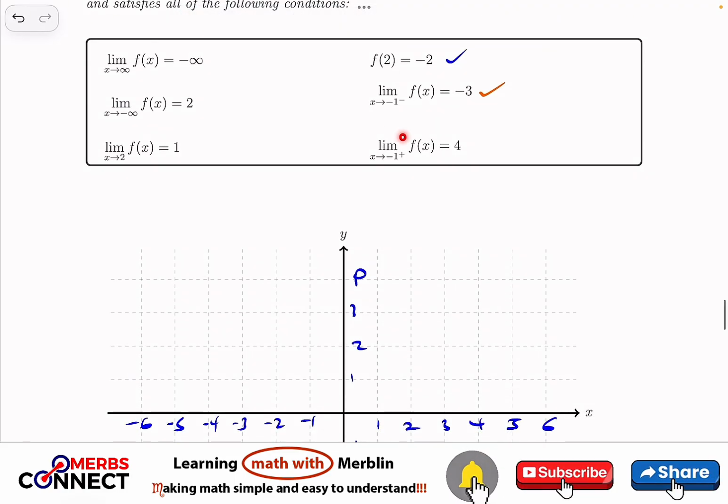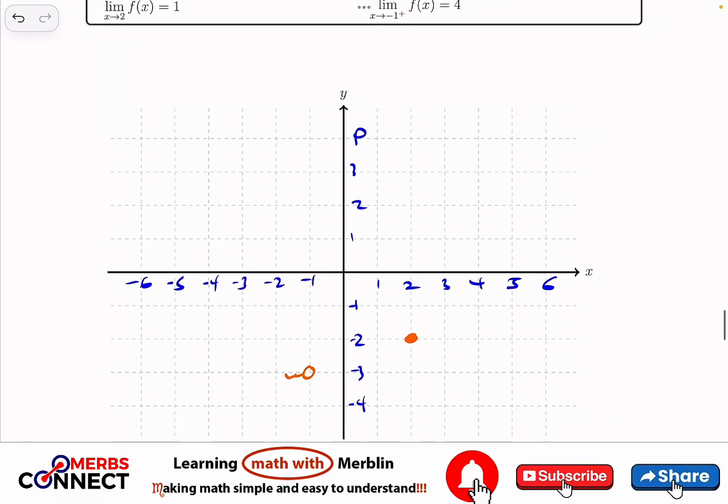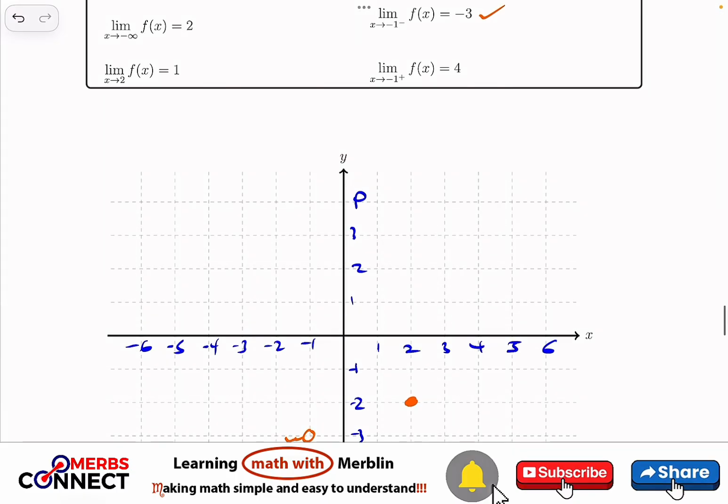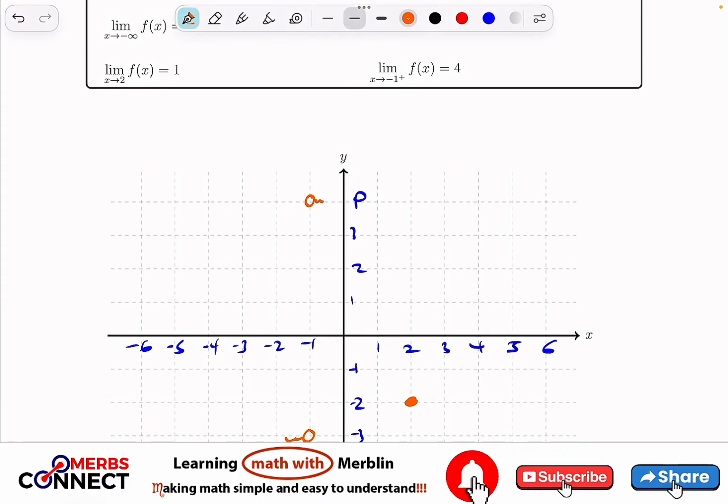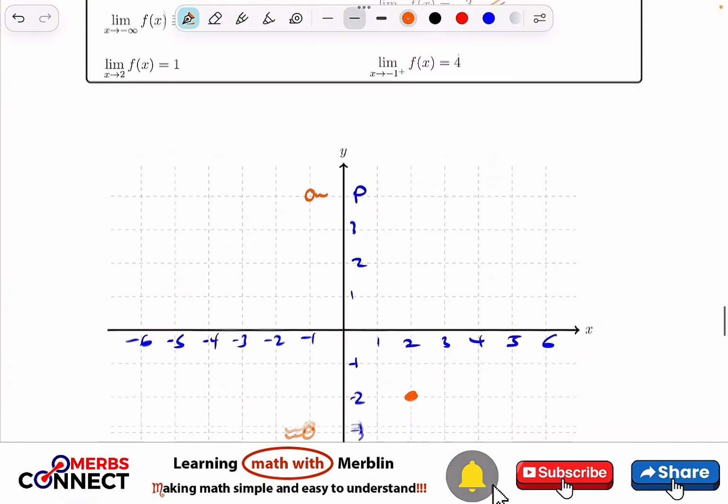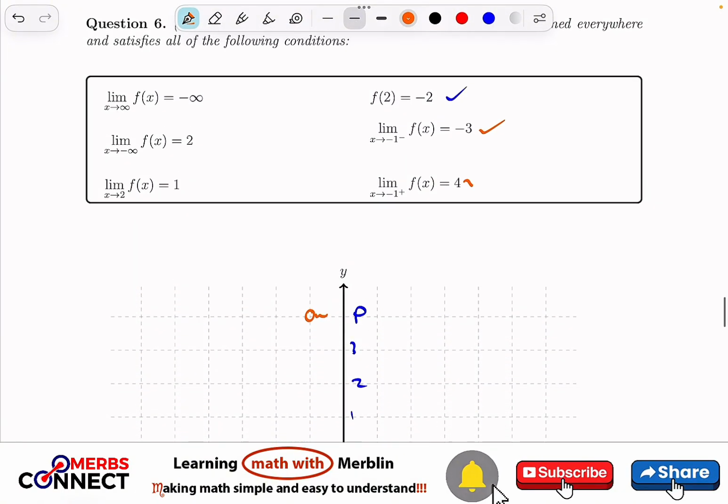And then this one from the right is 4. So I'm going to have it somewhere here, but from the right, so I'm going to have some tail here, right? Good. So I'm done with this one too.